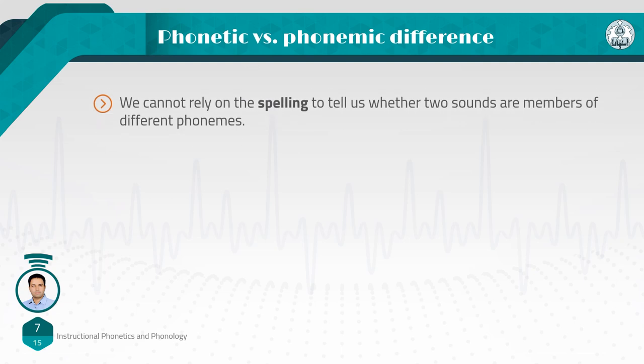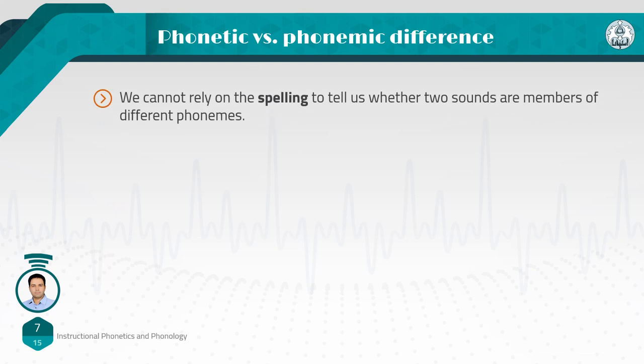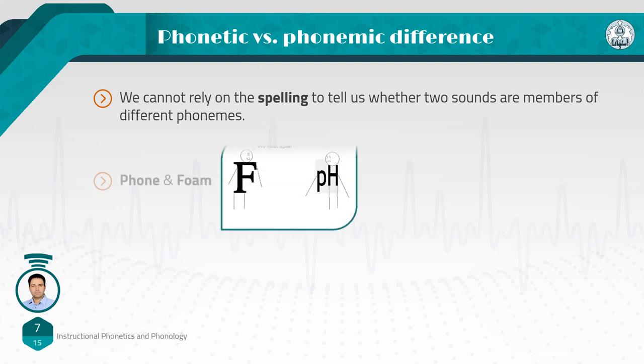Remember that we cannot rely on the spelling to tell us whether two sounds contrast. For example, the words phone and foam. Both of them begin with the same sounds, although they have different spellings, P and H in phone and F in foam. As you can see, the spelling is misleading here. So this is why I said that you cannot rely on the spelling to differentiate between the meanings.